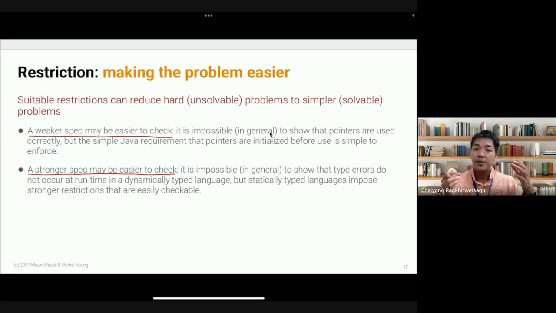But if you put in a stronger spec like TypeScript, where you already have types for all the variables, then some of the type problems you can detect during your coding time. So that makes the fault get caught much earlier than runtime. So restriction means you put some restriction, either a weaker one or a stronger one. Selecting the suitable restriction can make software testing easier.